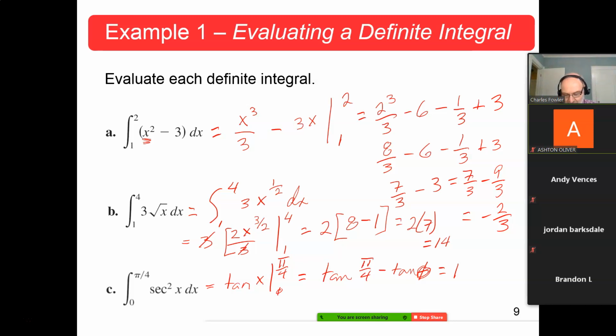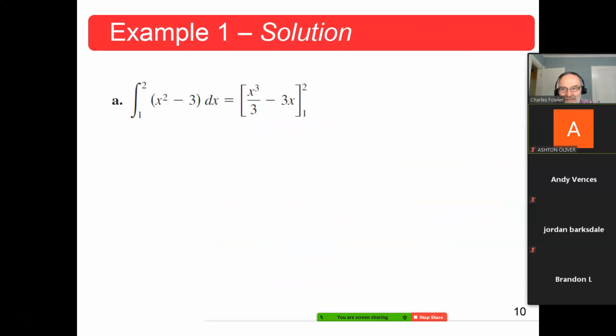Okay, how much time we got? 2 minutes. Let's just watch how they did theirs. Oh, here's the new page. Okay, the antiderivative of x squared is x cubed over 3, just like you said. Antiderivative of minus 3 is minus 3x, just like you said. We evaluate that from the lower limit of 1 to the upper limit of 2, which means we plug in the 2 first. 2 cubed is 8 over 3 minus 6, and then we subtract from that, and they put the parentheses. They aren't in a rush like I was.